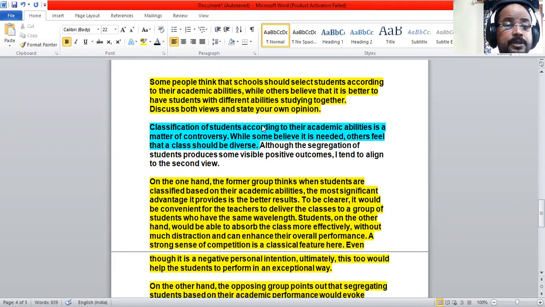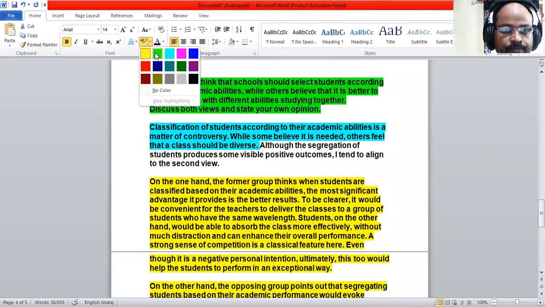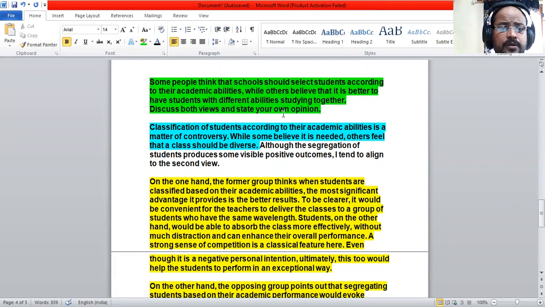It's been a long time. So this morning, we are going to look at a question that was asked very recently for your examination. Some people think that schools should select students according to their academic abilities, while others believe that it is better to have students with different abilities studying together. Discuss both views and state your opinion.